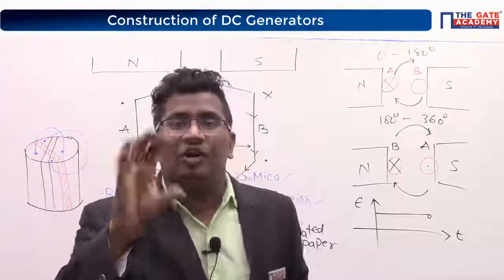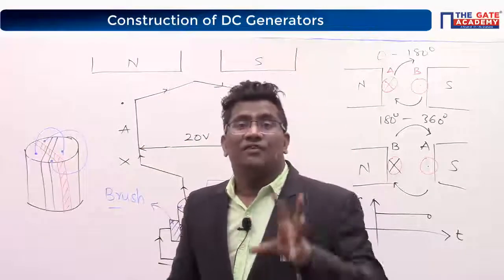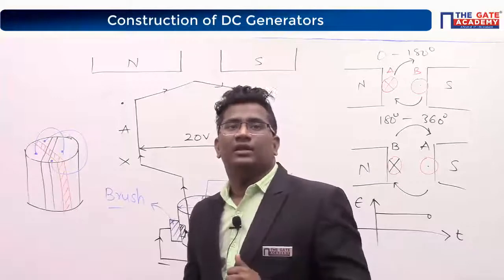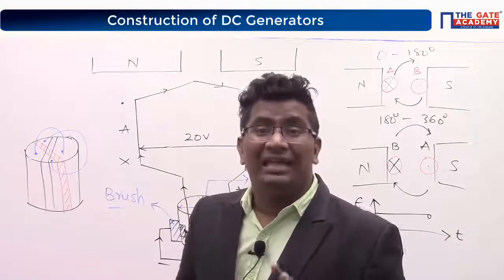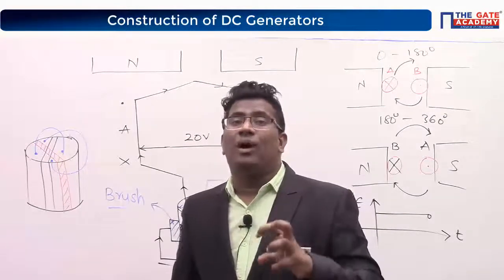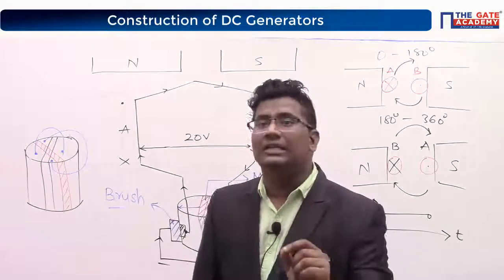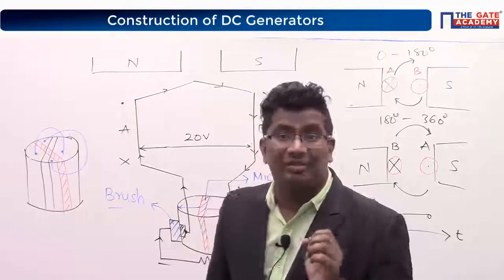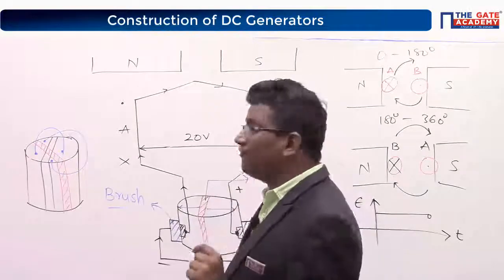If I have 5 coils, then how many segments? 5 segments. If I have n coils, definitely you will have n segments. Therefore, what is the condition here? The number of commutator segments is equal to the number of coils. Remember, this is a very important point. Number of commutator segments are equal to number of coils.